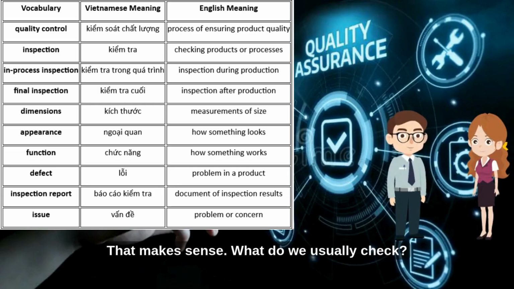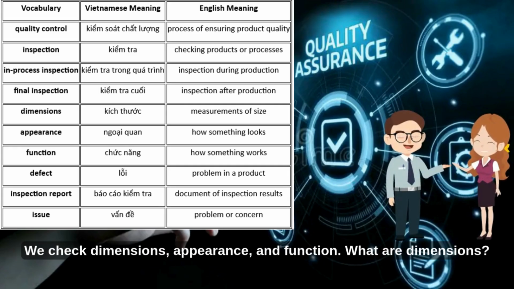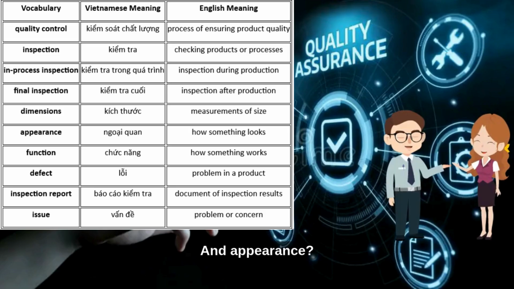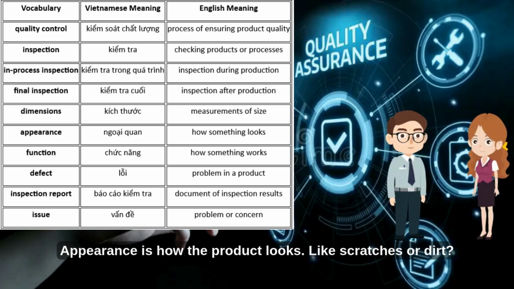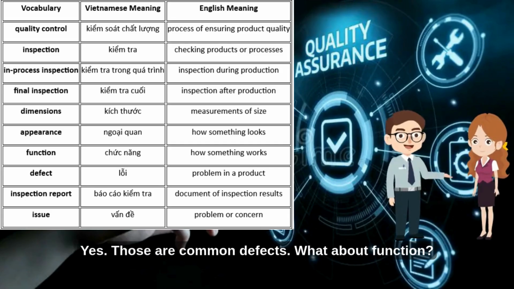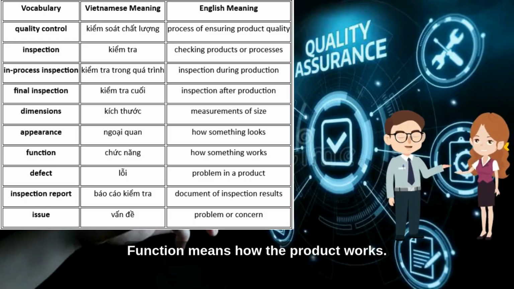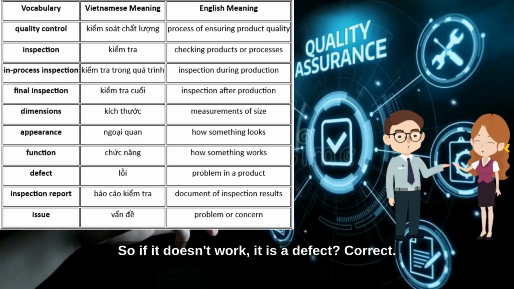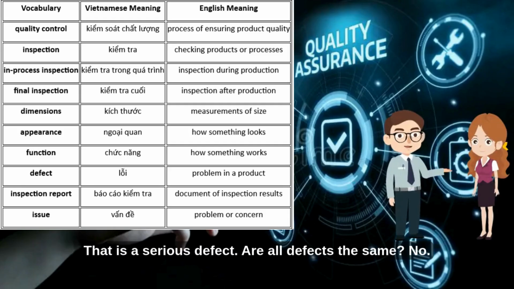That makes sense. What do we usually check? We check dimensions, appearance, and function. What are dimensions? Dimensions mean size, like length, width, and height. And appearance? Appearance is how the product looks. Like scratches or dirt? Yes, those are common defects. What about function? Function means how the product works. So if it doesn't work, it is a defect? Correct. That is a serious defect.